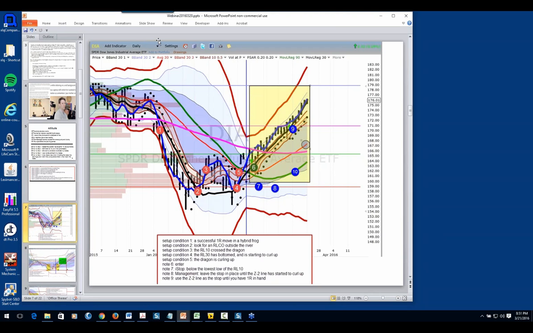And so the first example that I provided is not a day trade at all, but it is a swing trade. And it's in the Dow 30. So let's follow along. Setup condition number 1, a successful 1R move in a hybrid frog.